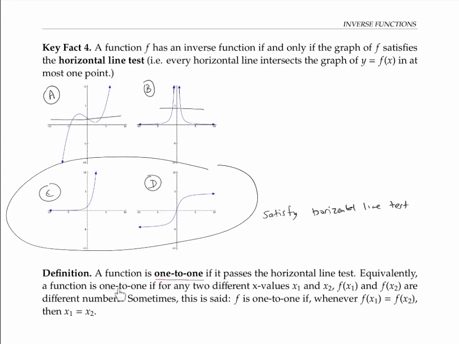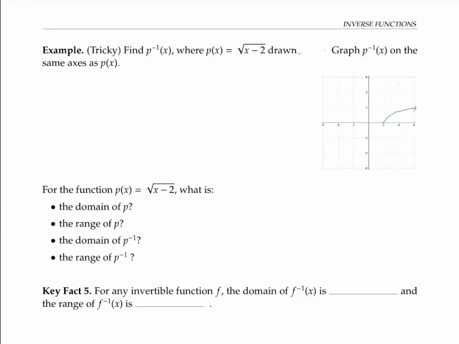Equivalently, a function is one-to-one if for any 2 different x values, x1 and x2, the y values f of x1 and f of x2 are different numbers. Sometimes this is said: f is one-to-one if whenever f of x1 is equal to f of x2, then x1 has to equal x2. As our last example, let's try to find p inverse of x, where p of x is the square root of x minus 2, drawn here.